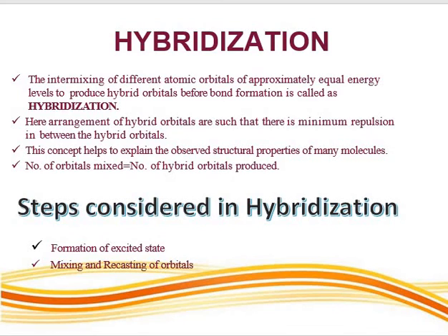In order to explain all these things, one concept has come, and this is called hybridization. Hybridization is the intermixing of different atomic orbitals of approximately equal energy to produce hybrid orbitals before bond formation, and the process is called as hybridization.